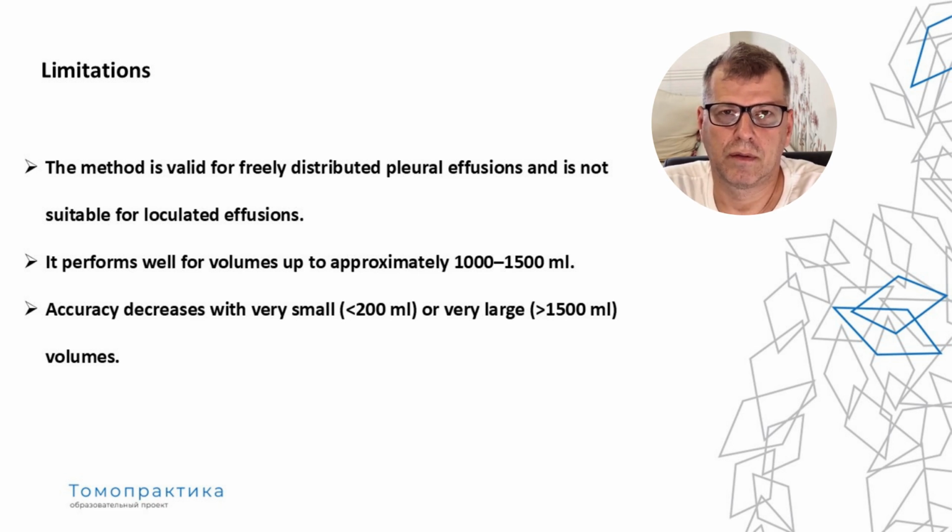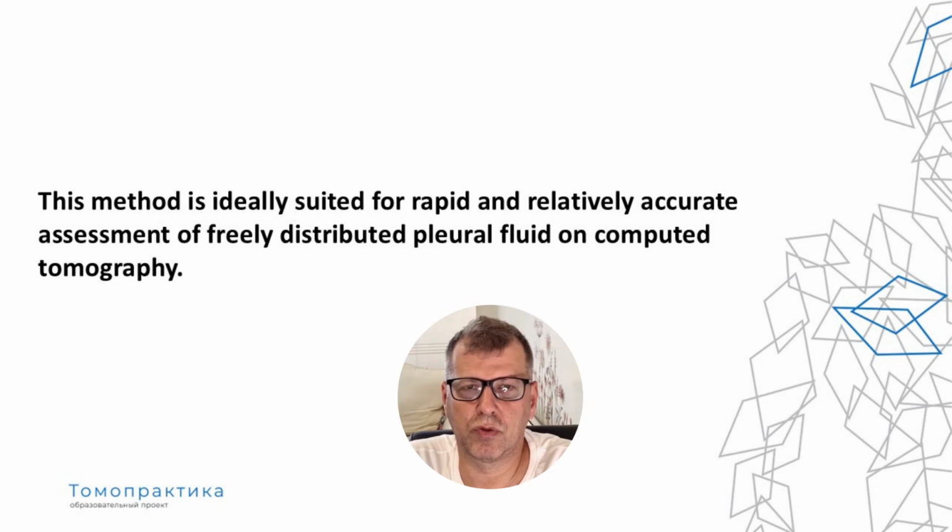But let me stress again, in most clinical situations, you don't really need milliliter level precision. An approximate volume is usually enough to make the right decision. So, to sum it up, this method is a very handy way to get a quick, reasonably accurate assessment of free pleural fluid on CT. It's not perfect, but in many cases, it gives you exactly the information you need without extra effort.